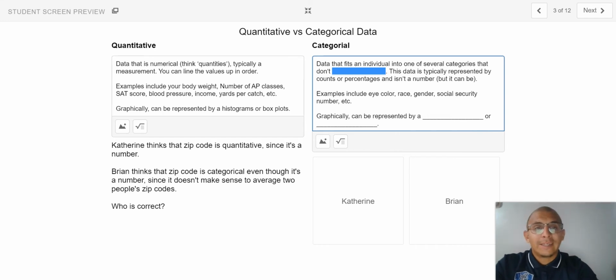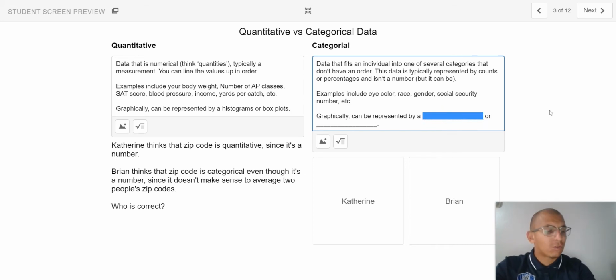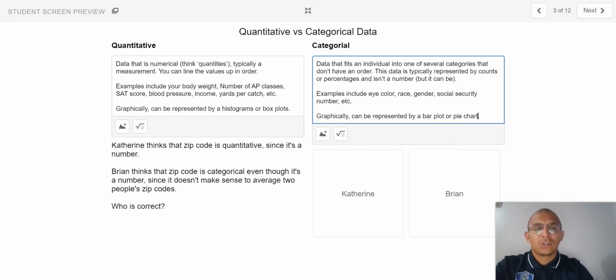Categorical data is data that fits an individual into one of several categories that don't have an order. This data is typically represented by counts or percentages and isn't a number. Think qualitative data: eye color, race, gender, social security number, etc. So we're looking at characteristics of individuals, like how many people are wearing a navy shirt. That would be considered a categorical piece of data. Graphically, we can represent categorical data using bar plots or pie charts.